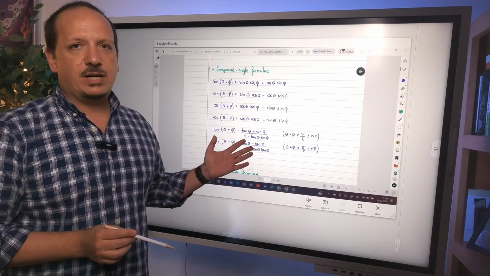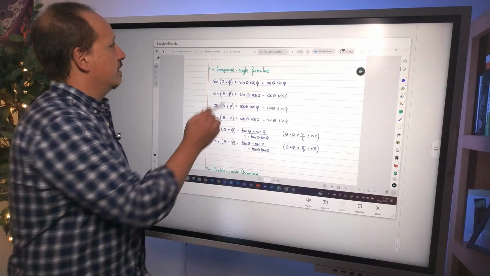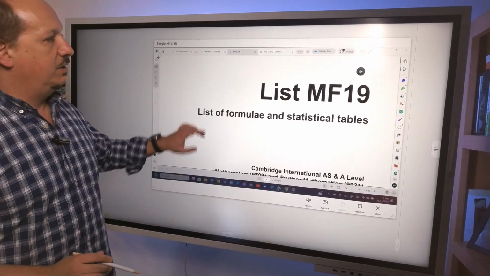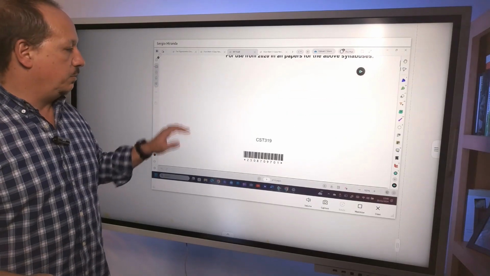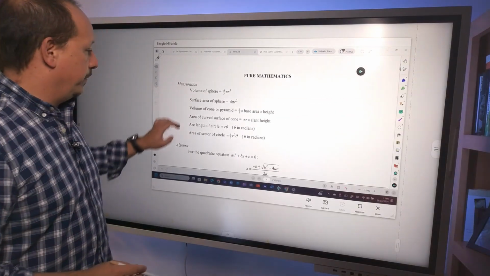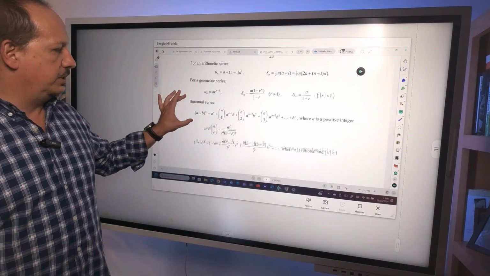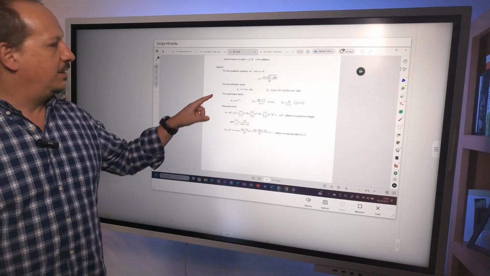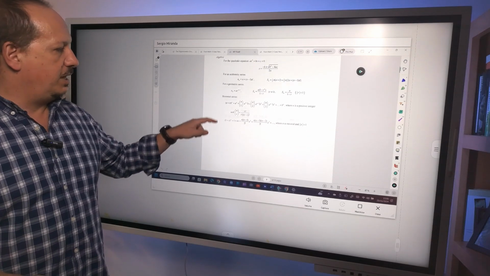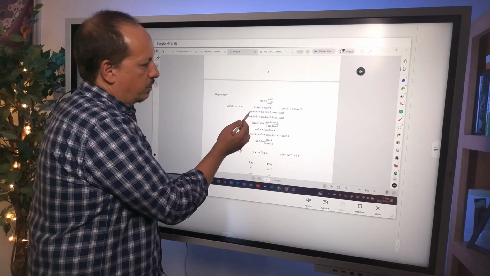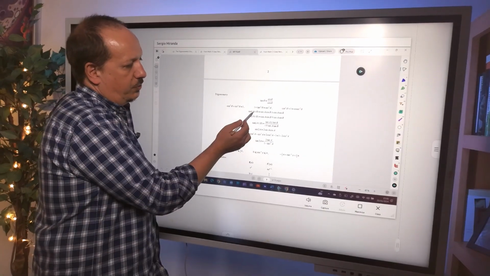Do you have to memorize these? No, because you have MF19 and you have them over here. This is going to be, as you know, with you during the paper. And by the way, I hope that you already have a printed and annotated MF19 with you as you solve exercises, and here you have them. Okay, so you have here the sum and the difference.